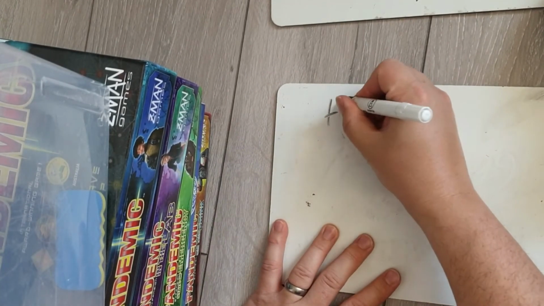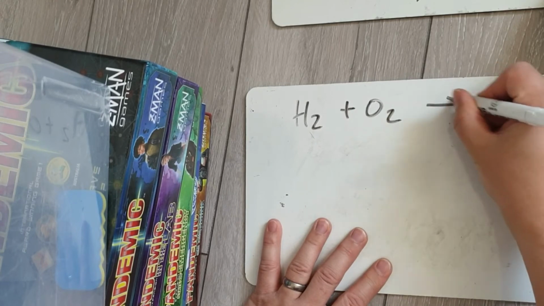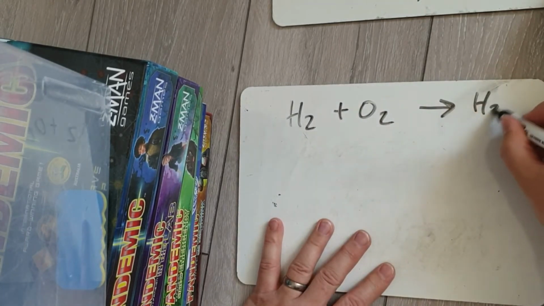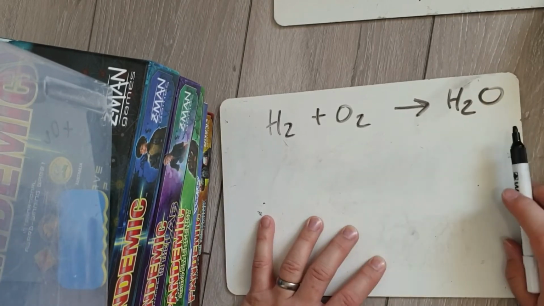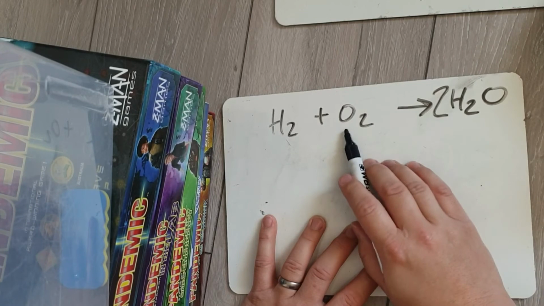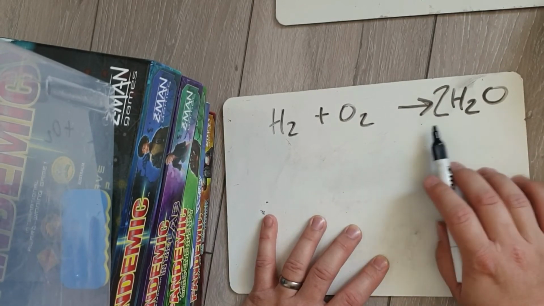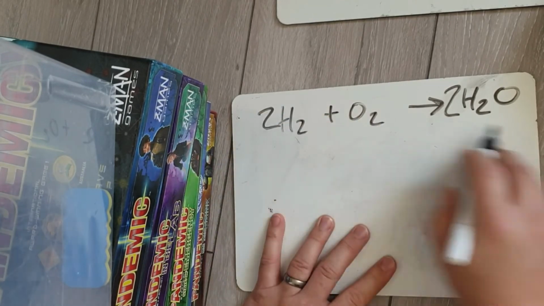So let's do our equation. Hydrogen, H2, plus oxygen, O2, goes to water, H2O. Let's balance it. We've got two oxygens on this side, only one over there. So we'll put a big 2. Now we've got two oxygens, but 2 lots of 2 is 4, and we've only got 2 on the other side, so we need to do that. So that is our balanced equation.